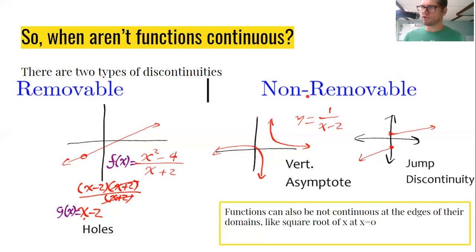I mentioned this earlier, but I'm going to mention it again because it's worth noting again. Functions can also be not continuous on the edges of their domains, like square root of x at x equals 0. So while square root of x has a domain that includes 0 and everything above it, it's only continuous on the open interval from 0 to positive infinity. Again, the open interval means you don't include the endpoints.